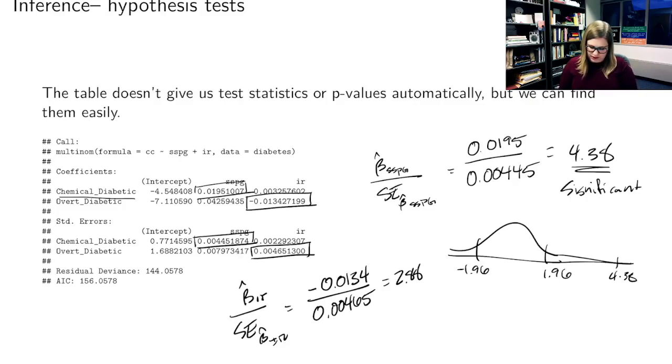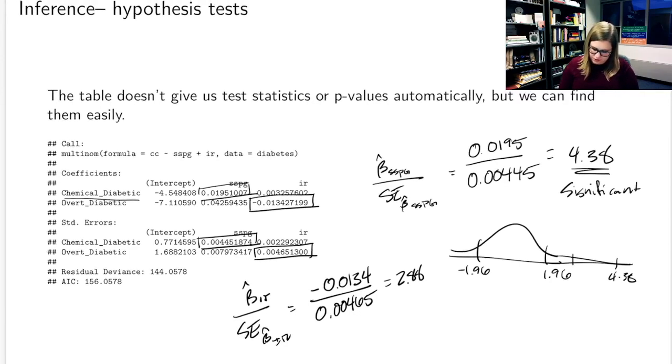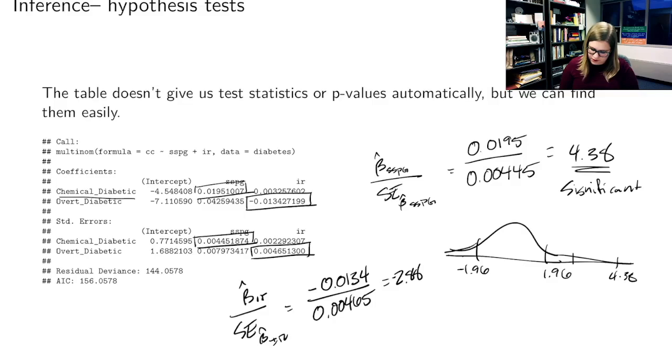So it seems like it's significant, but it's not as significant, right? It's getting closer. Oh, should be negative there. I took my negative sign off, but yeah, it would be over here, just a little bit more negative. So it looks like it's a significant predictor, but not as significant.